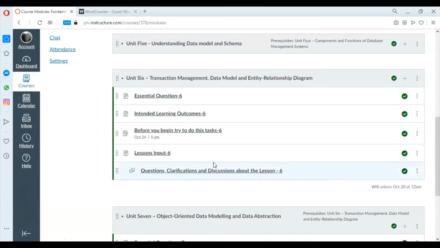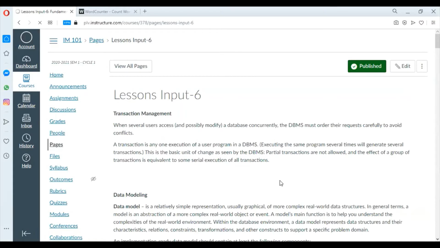Okay, now let's go to our actual lecture proper. So for our Unit 6 lecture, so first topic is about transaction management. So when several users access or modify a database concurrently, the DBMS must order their request carefully to avoid conflicts. A transaction is any one execution of a user program in a DBMS. Executing the same program several times will generate several transactions. This is the basic unit of change as seen by the DBMS.